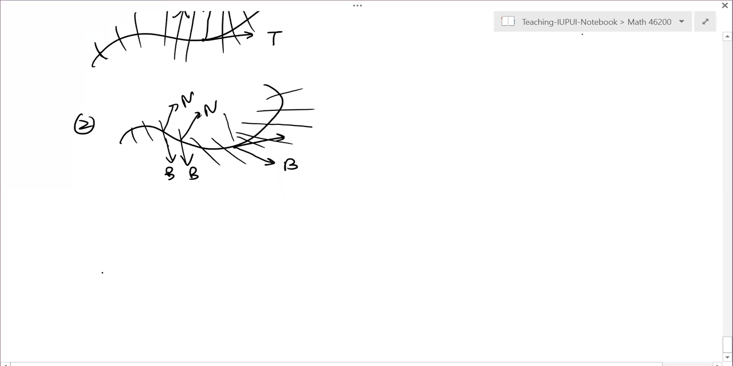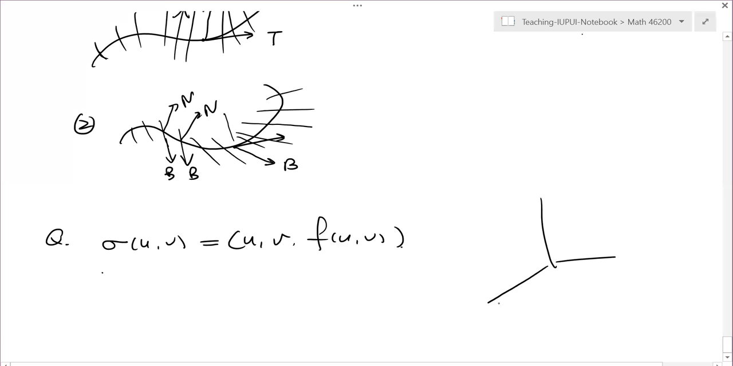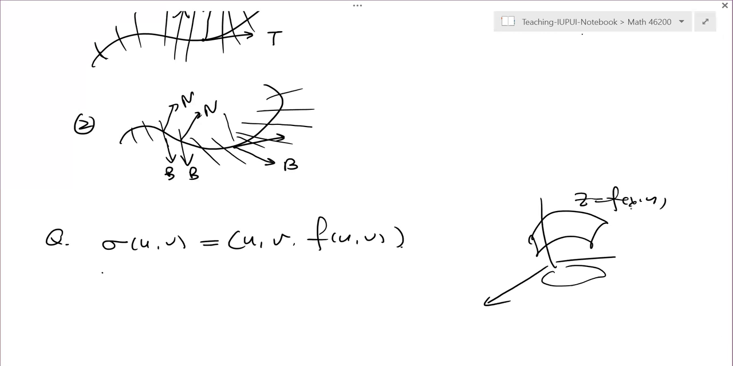Okay, our next problem, I just wanted a more specific one. So here's the example. Sigma of u and v is going to be (u, v, f(u, v)), it's a graph, right? Let's take a look at that. The way to do the graph is (x, y, f of x, y).